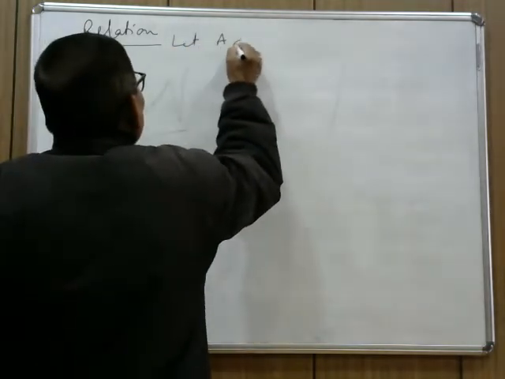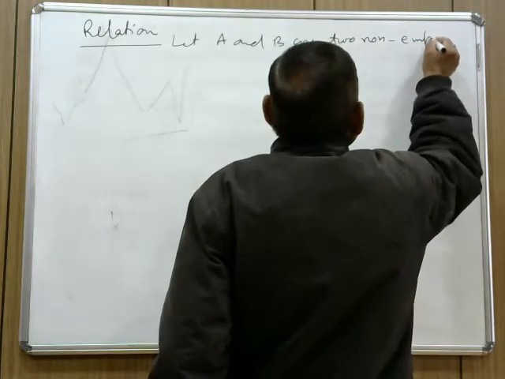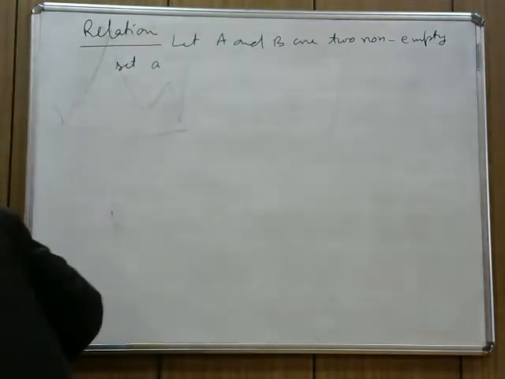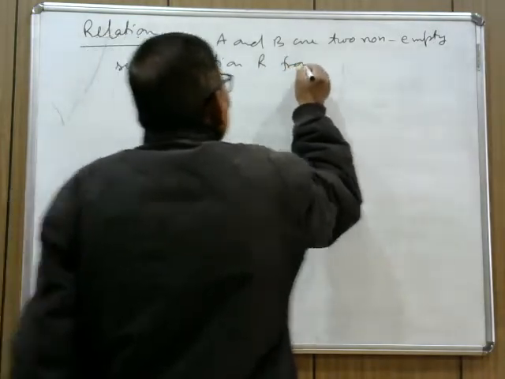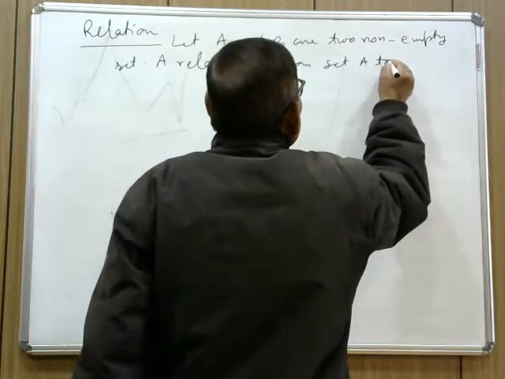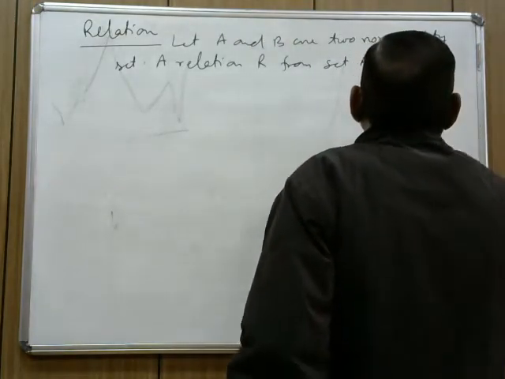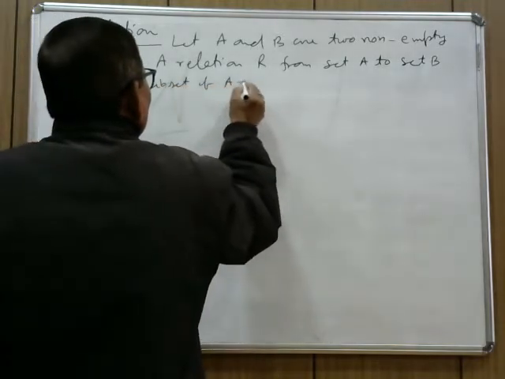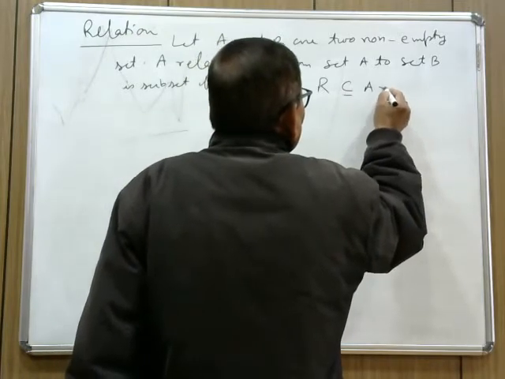Let A and B be two non-empty sets. A relation R from set A to set B is a subset of A cross B, that is, R is a subset of A cross B.